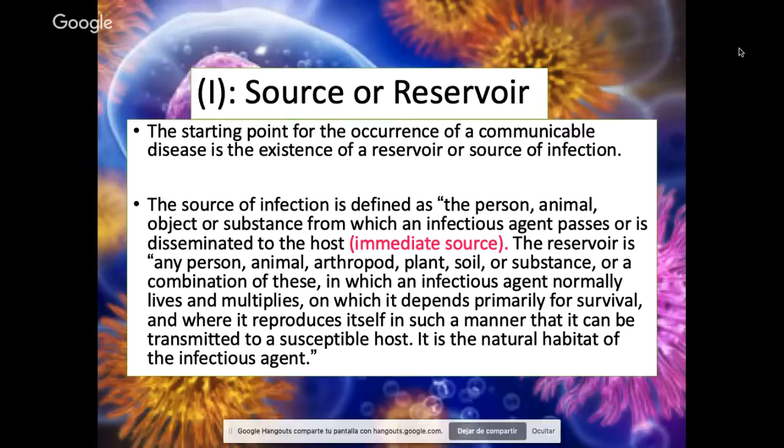First, the source of the reservoir is the starting point for the occurrence of a communicable disease, in the existence of a source of infection. The source of infection is defined as the person, animal, object, or substance from which an infectious agent passes or is disseminated to the host. And the reservoir is any person, animal, arthropod, plant, or soil substance in which the infectious agent normally lives and multiplies, on which it depends primarily for survival.